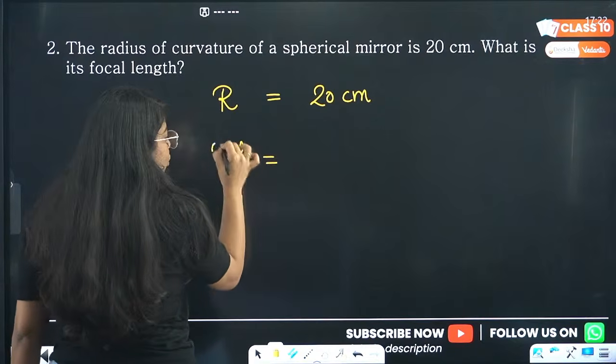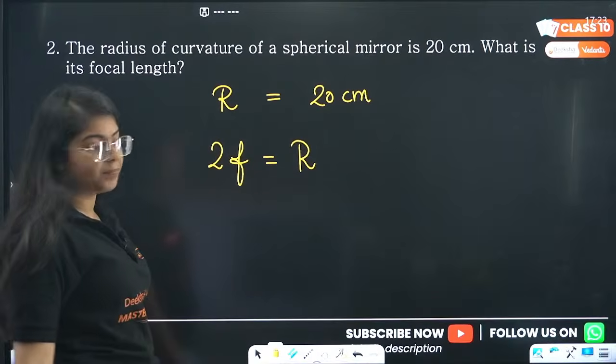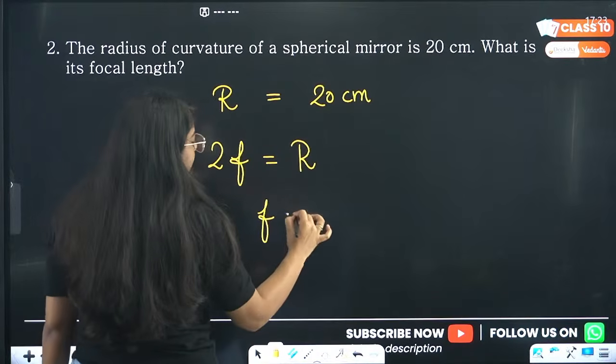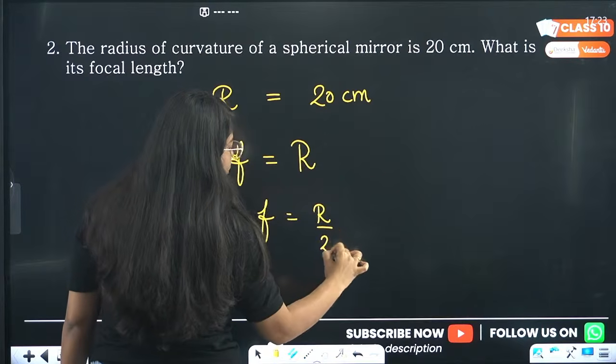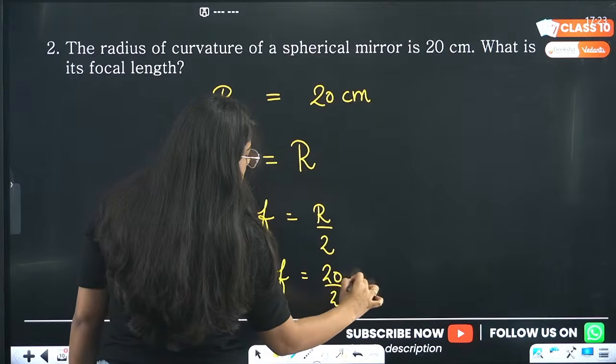So, focal length is what? Radius is equal to 2 times focal length, right? Now focal length is what? Radius divided by 2. Radius is given as what? 20. 20 by 2 will be 10.